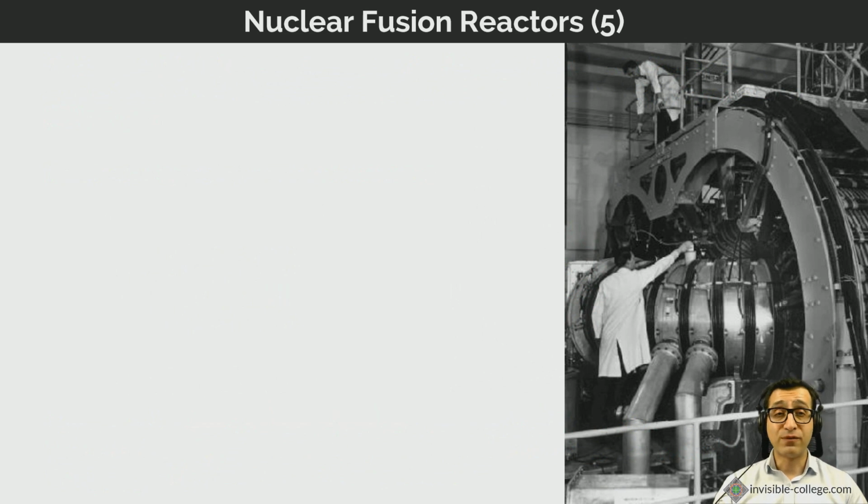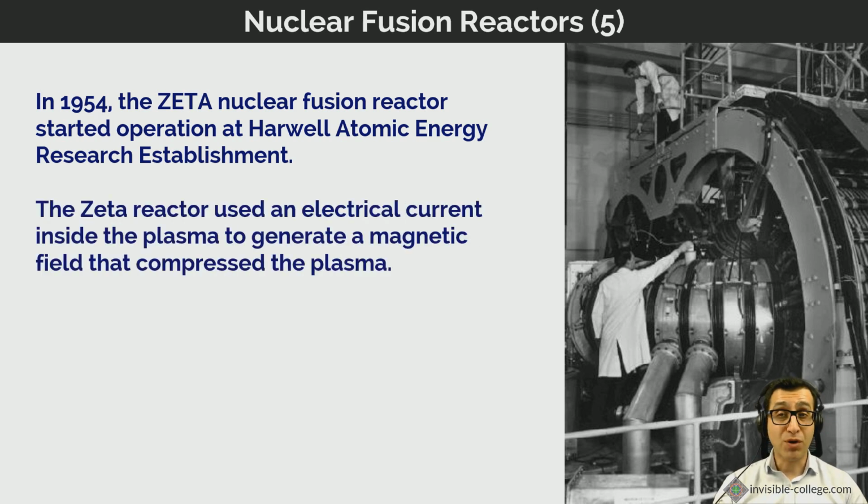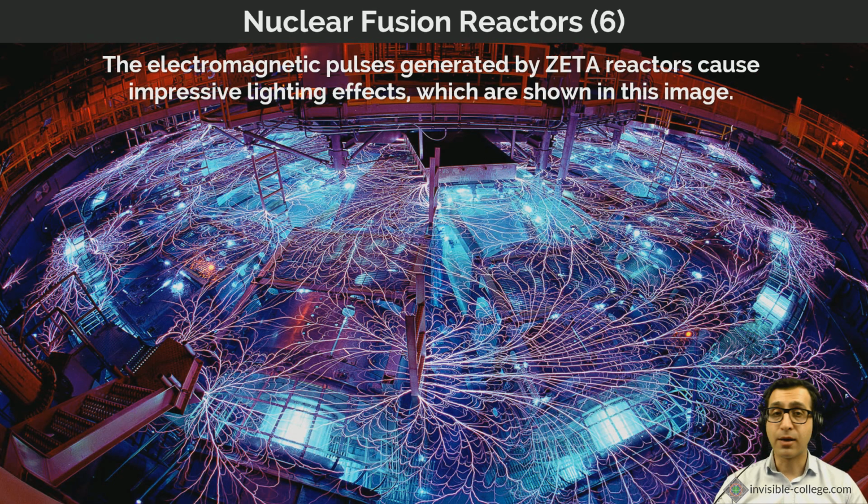Now, in 1954, the Zeta nuclear fusion reactor started operation at the Harwell Atomic Energy Research Establishment, and this uses an electric current inside the plasma to generate a magnetic field which compresses the plasma and produces fusion reactions. This is a photograph of the Zeta reactor releasing large electromagnetic impulses, producing the kind of lighting effects that you see here.